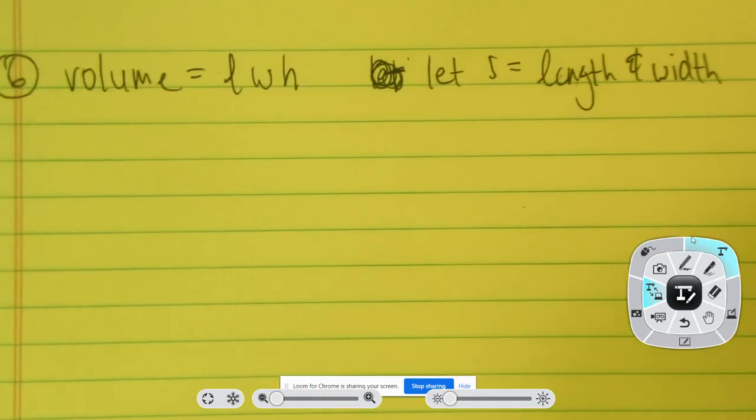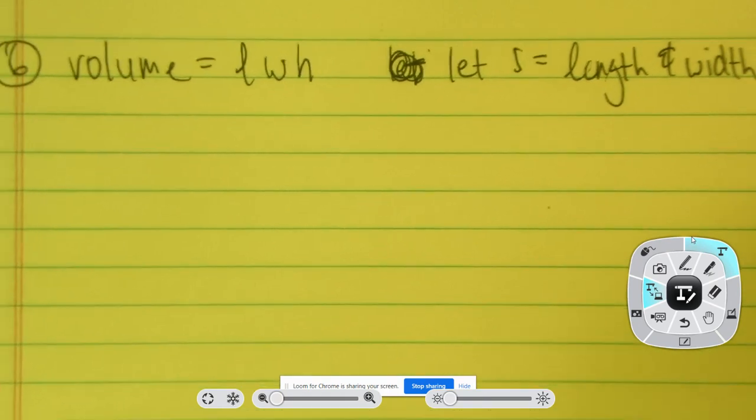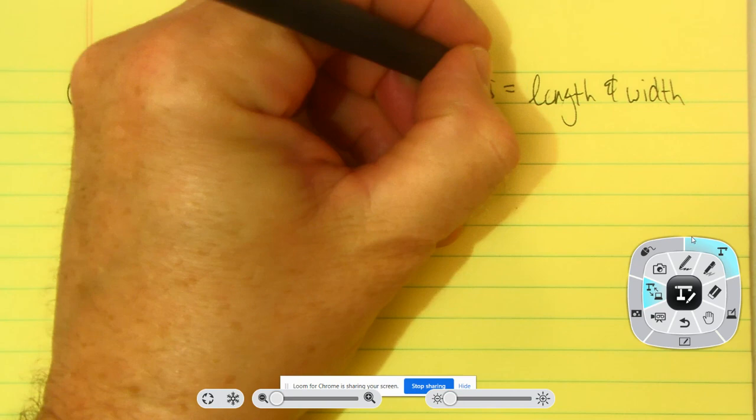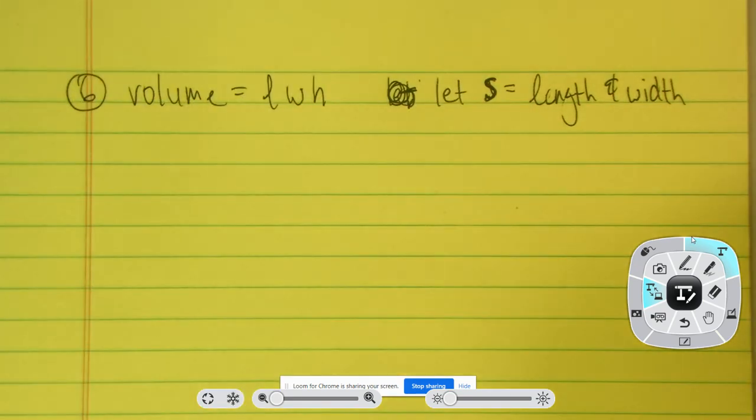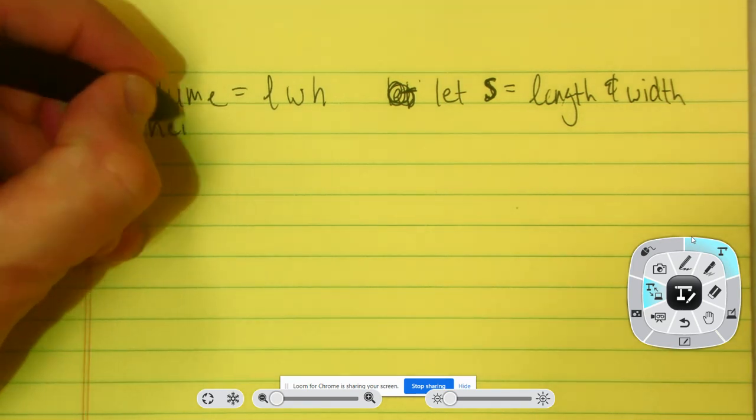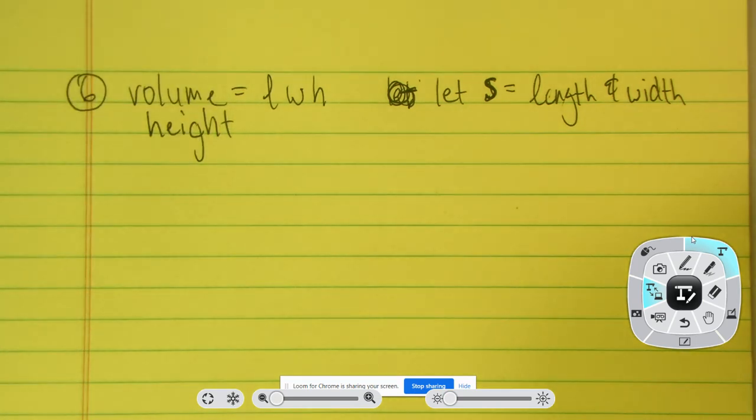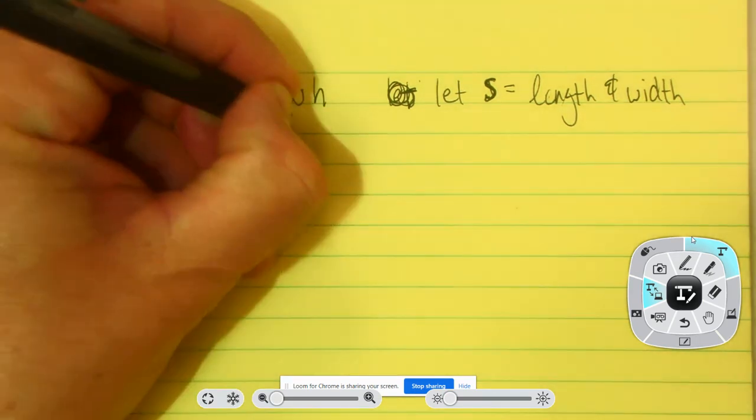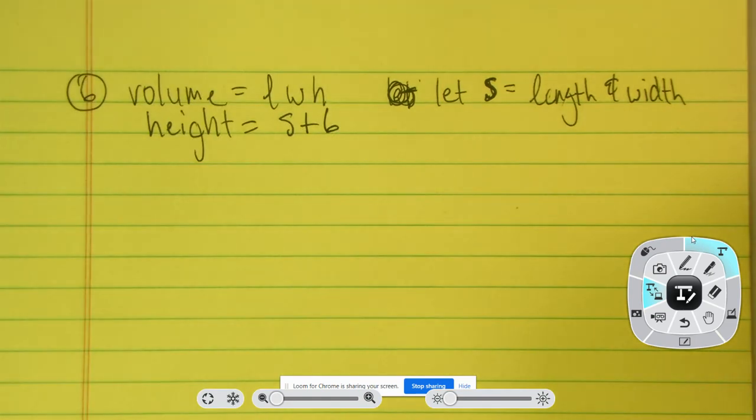So in working this problem, I wrote that down. Let S equal the length and the width. Sorry for my sloppy handwriting. I know from the problem that I want the height to be 6 inches more than the length of the width, so the height is going to be S plus 6. That's refining down the information I had.